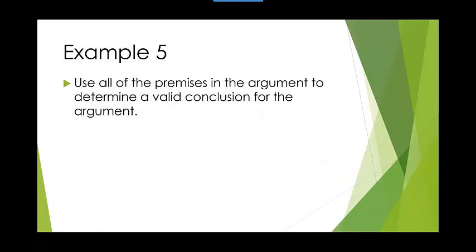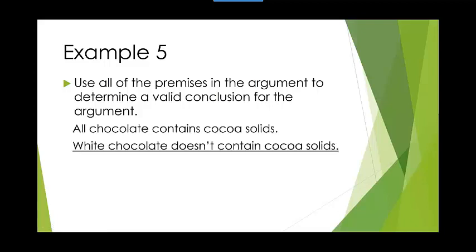All right, so I've just got one more type of example, and then I'll do some real world examples of logic. The previous examples were all about determining the validity of an argument. Here, we're not going to have a conclusion, but we're going to use the premises to make a good conclusion. So we're going to find a good one. All chocolate contains cocoa solids. That is a true premise. White chocolate doesn't contain cocoa solids. That is also a true premise.